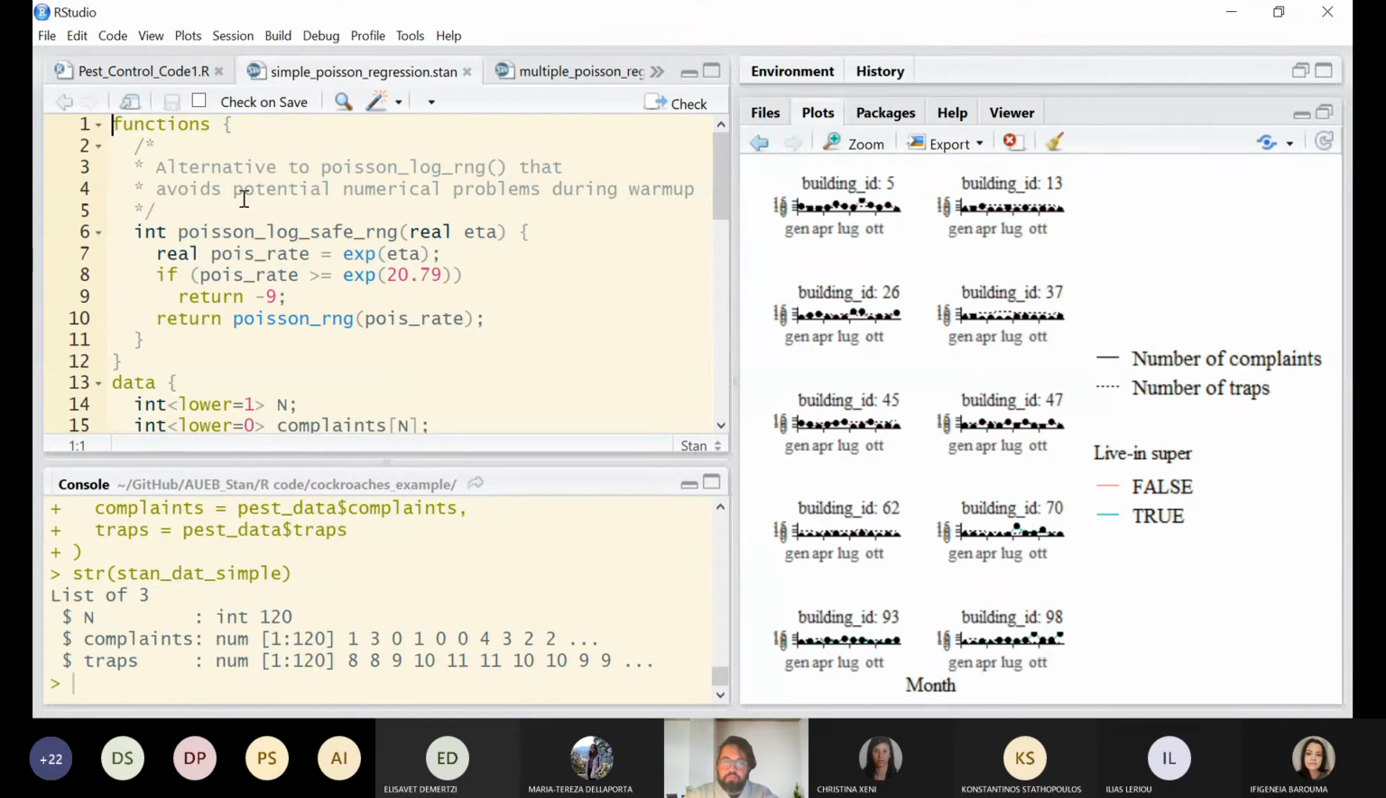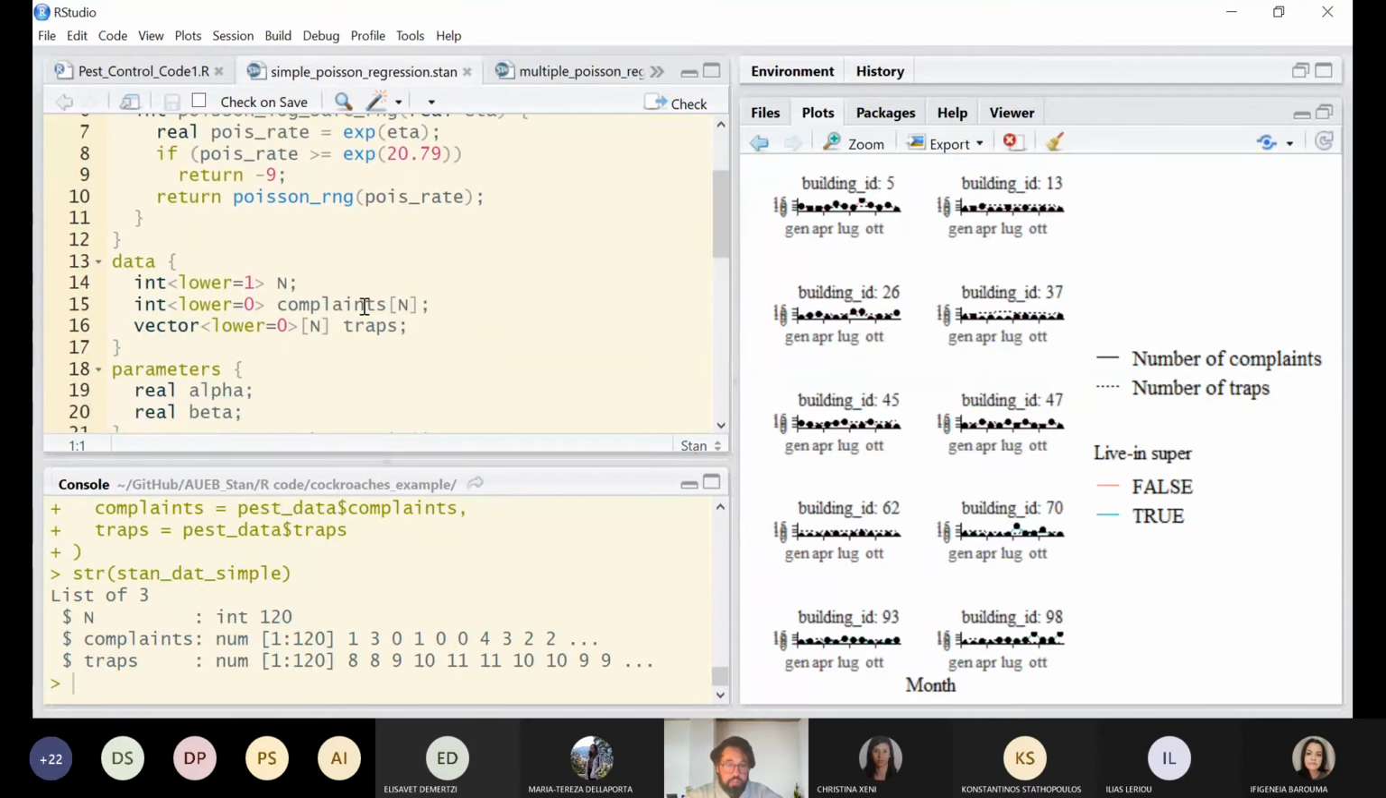For instance, in this functions block, a safer version of the Poisson distribution is defined, which is well suited for numerical overflow. So if you want to define your own functions for distributions that are not in Stan, you can define them directly in the functions blocks. Then you can define your data, of course, so the sample size, which is n, and the number of complaints, which is an integer. Pay attention, you cannot define this as a vector. You need to define this as an integer.